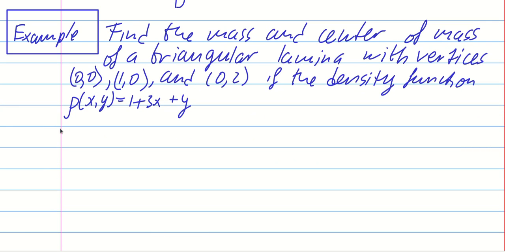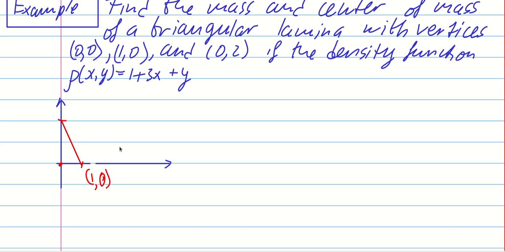All right, so let's build this triangle first. It says triangular lamina, so let's build the triangle. The first point is at the origin. The second point is (1, 0), so it's over here. And the last point is (0, 2). Let's move this point a little bit over here. So we have a triangle like this. This point is (0, 2), and this is (0, 0).